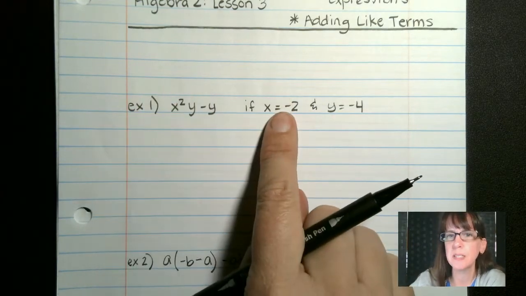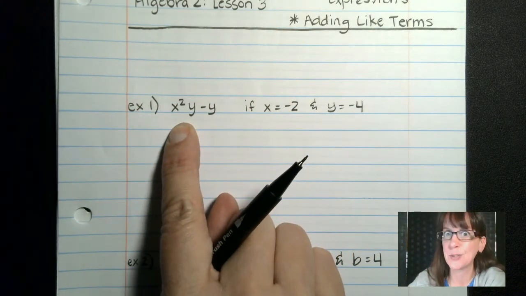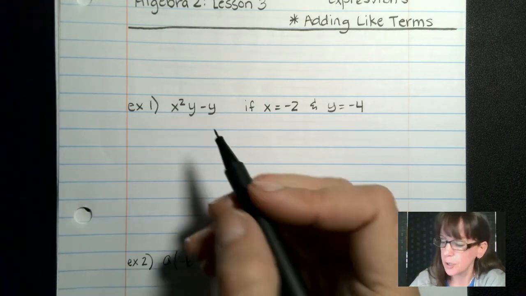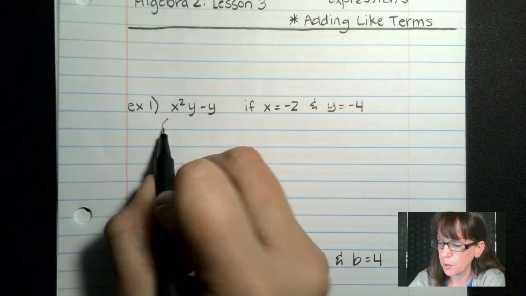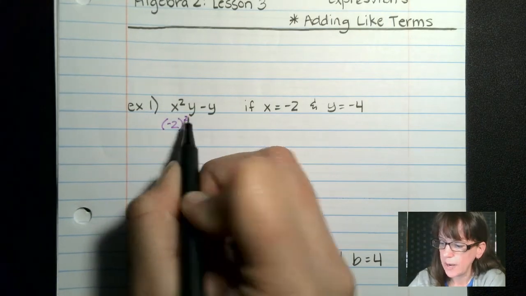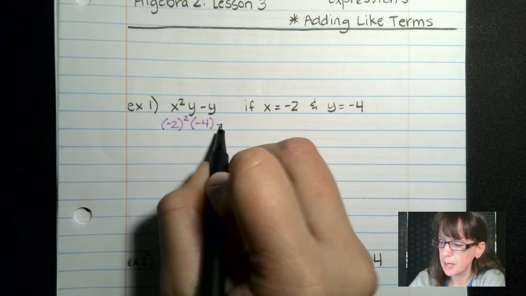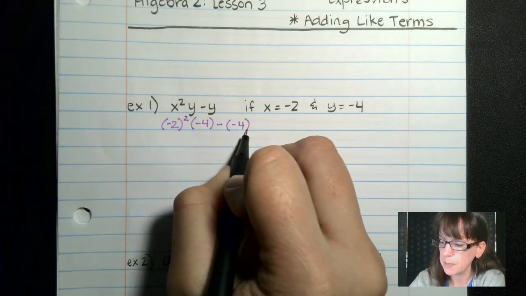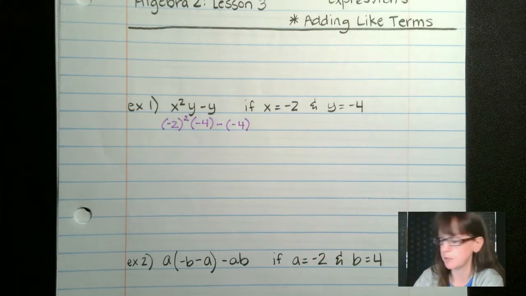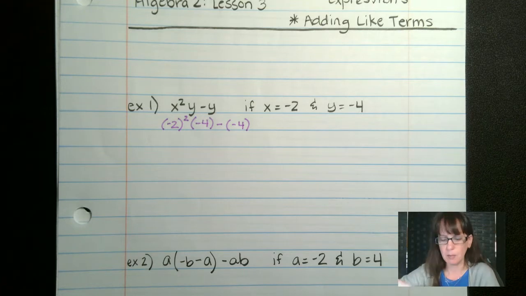If you are going to be substituting in a negative number for a variable, you've got to use your parentheses or you're going to mess it up. So this is what it should look like. We're going to say parentheses, and our x is -2, squared, times y, which is -4, minus -4. Notice I put parentheses for all of my variables there. That just helps me to visualize that I'm doing the right thing and putting those in the right order.